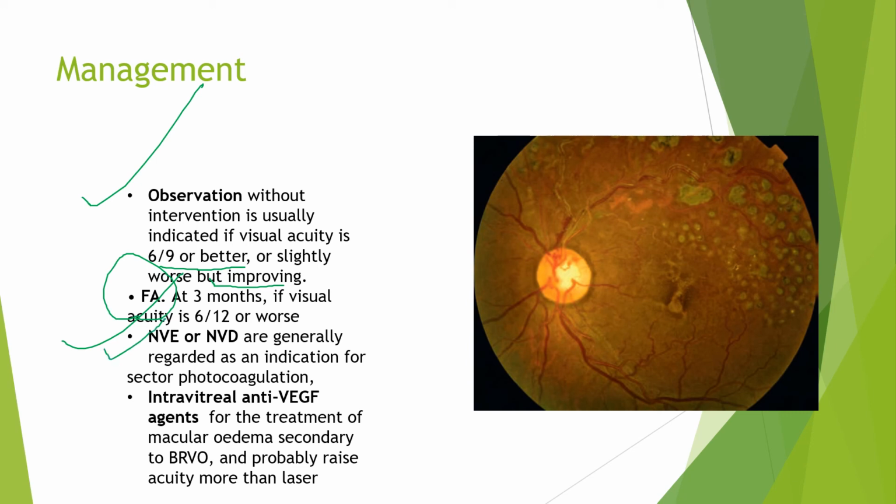If there is neovascularization elsewhere or neovascularization of the disc, we will immediately go for a sectoral photocoagulation, because neovascularization means there is too much VEGF being liberated by the retina into the vitreous. These new vessels will eventually bleed and give rise to vitreous hemorrhage and a hell lot of complications. The most common cause of visual loss because of BRVO is the macular edema.